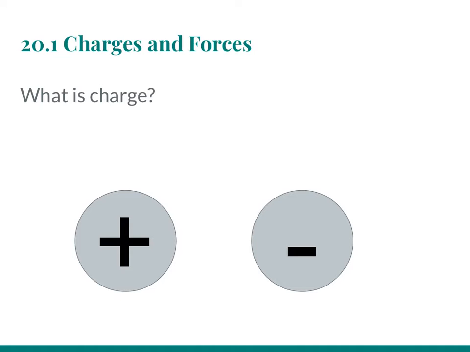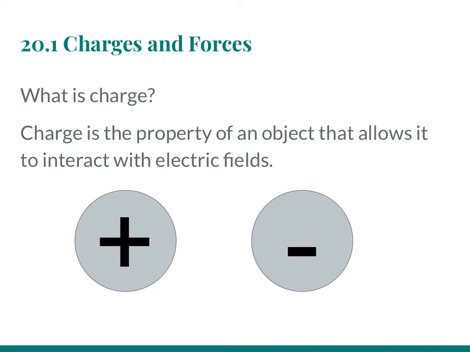So next we have to look at what exactly charge is. Some people have just the definition that charge is electricity, or that charges are positives and negatives. And those things are somewhat true in a less pure sense. Charge is actually the property of an object that allows it to interact with electric fields, which sounds kind of like mumbo jumbo. So to consider this, we're going to think about an analogous force, and that force is gravity.